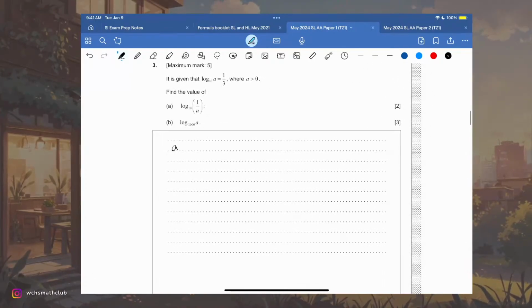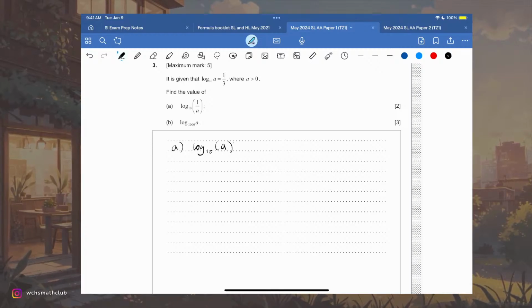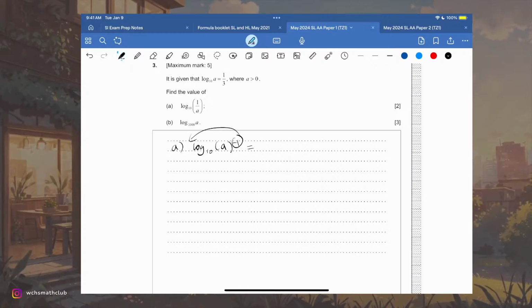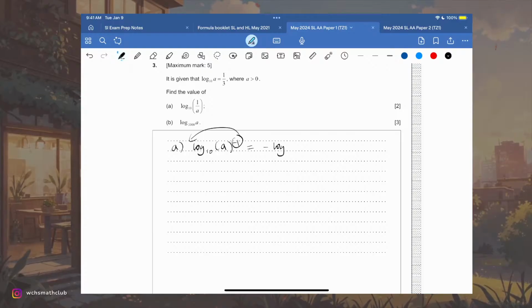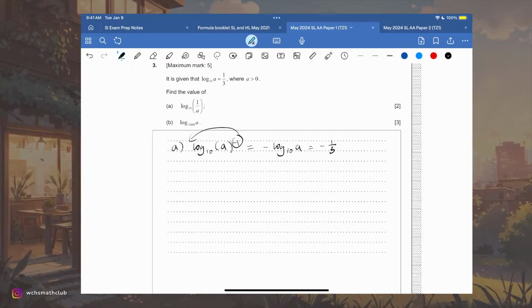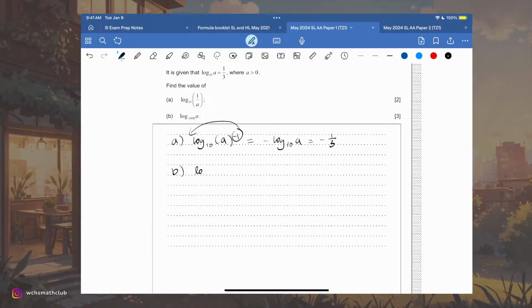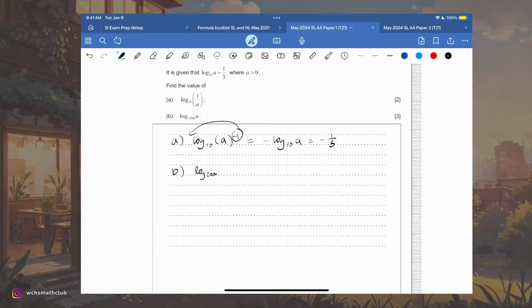So we can simply write this as a to the power negative 1, and by the logarithmic rules, we can bring this exponent down to the front. Negative log base 10 of a, which gives us negative 1 over 3. That's part A. Part B asks us to find log base 1000 of a.